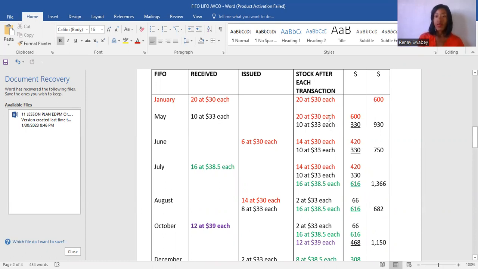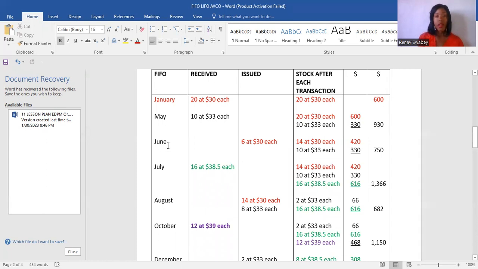Now, we're going to put again our total for this sum. 20 times 30 is 600. It's that same $600 here that we rewrite here. And after we have done that, we're going to say 10 times 33, which is the items we purchased in May, and the total 10 times 33 gives you $330. So then you're going to make the adjustment. We have an adjustment here. So we're going to say 600 plus 330 equals 930. This $930 here will be our closing figure.